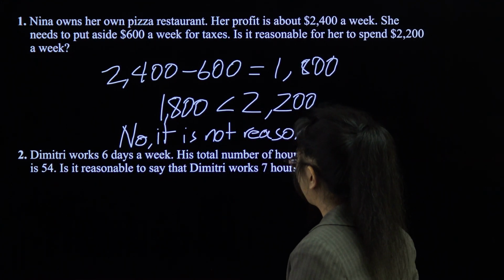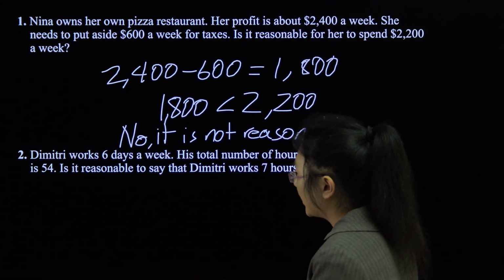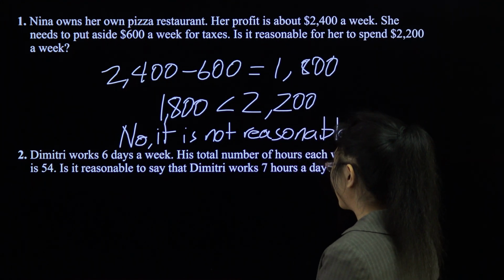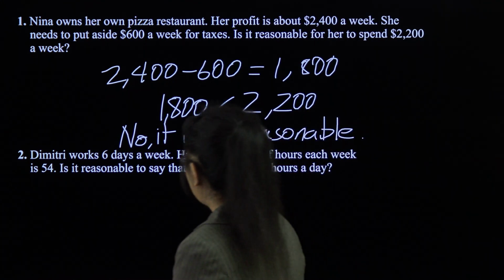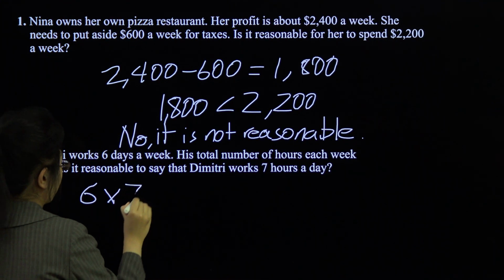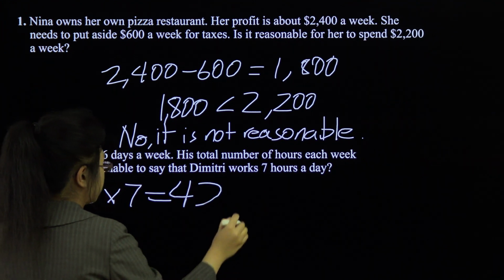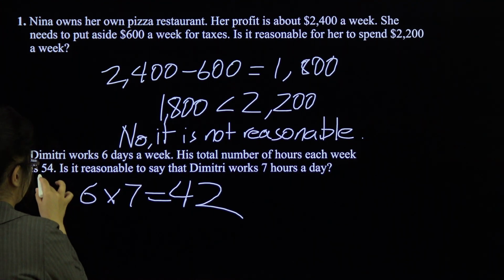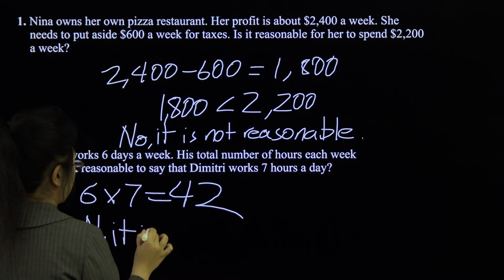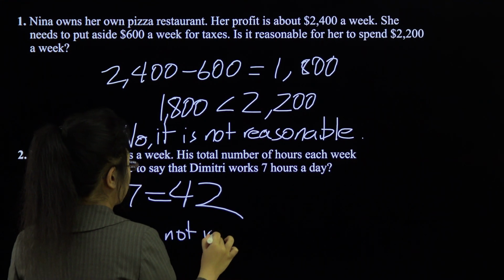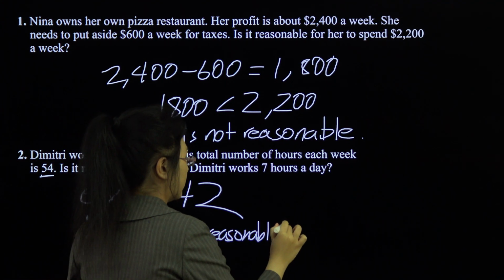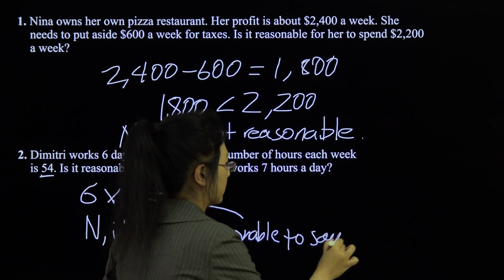Dimitri works 6 days a week. His total number of hours each week is 54. Is it reasonable to say that Dimitri works 7 hours a day? If he does work 7 hours a day, then 6 times 7 equals 42, which is not 54. So no, it is not reasonable to say that.